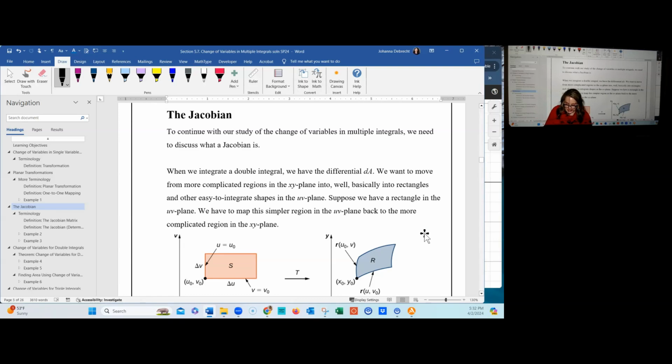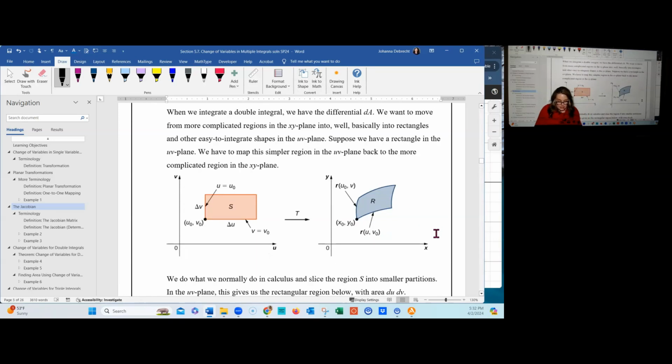So the Jacobian takes a little bit to explain. When we integrate a double integral, we have the differential dA. And we want to move from a more complicated region in the XY plane back to something that's, well, hopefully rectangular in the UV plane, right? So let's start, and we're going to go this direction first. Let's start with a rectangle in the UV plane. And we want to figure out how we're mapping this onto the XY plane. Because if I can go this direction, I can definitely come back.